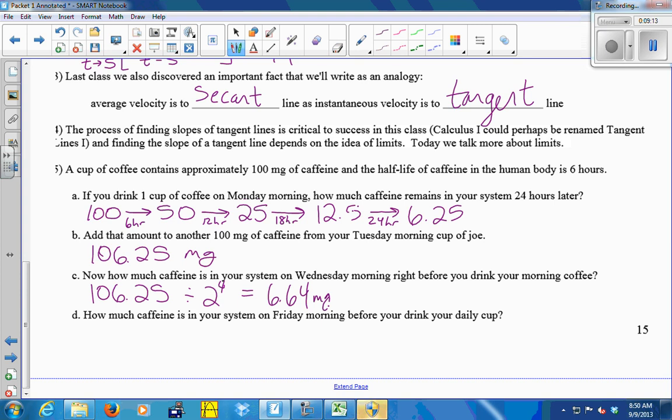So how much caffeine is in your system on a Friday morning before you drink your daily cup? Assuming you drink Thursday also, yeah. Take a couple minutes, figure it out in your groups. All right, what do people get? 6.67 about. Can you explain how you got that?